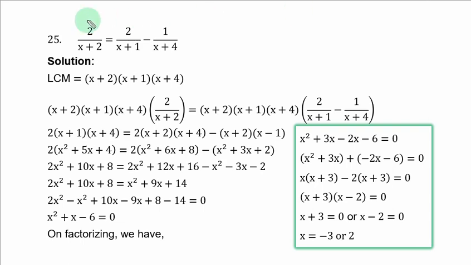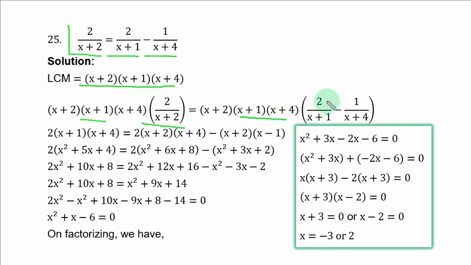Example 25, we have 2 over s plus 2 equal to 2 over s plus 1 minus 1 over s plus 4. We need to clear the fractions, and we do that multiplying each term by the LCM. And because the factors in the denominator are different, the LCM is their product. So you have the first term multiplied by the LCM, and you multiply the right hand side by the LCM.